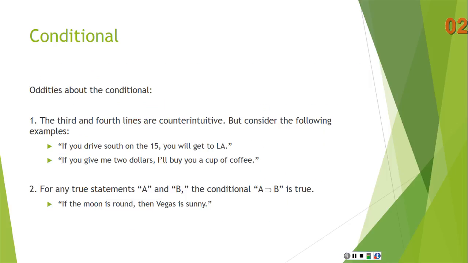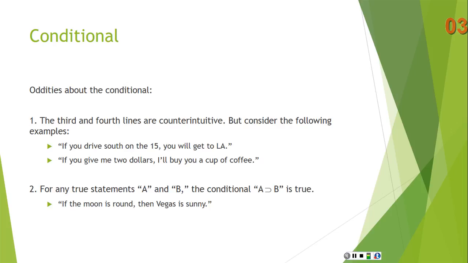So consider this one. If you drive south on the 15, you will get to LA. Why don't you ask, when have I lied to you? If you're asking me for directions and I tell you, you know what, like here you're in Vegas, if you drive south on the 15, you will get to LA. You tell me when I lied to you. Suppose that you do drive south on the 15 and you do get to LA. That means the antecedent is true and the consequent is true. Well, have I lied to you? No. I told you to drive on the 15 to get to LA, and you did it.